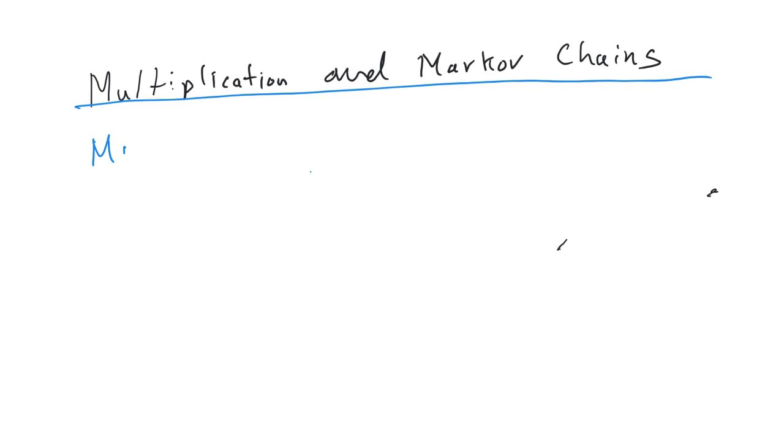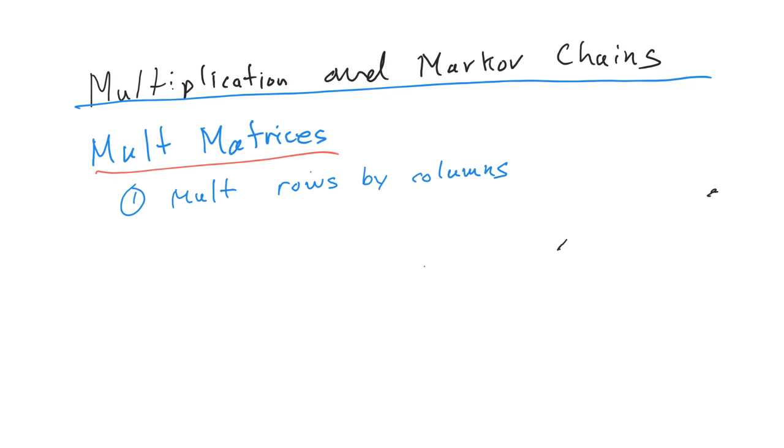So when we're multiplying matrices, here is what we need to make sure of. We need to make sure that we multiply the rows by the columns. So the rows of the first by the columns of the second, which means that this has to be true: the columns of the first must equal the rows of the second.